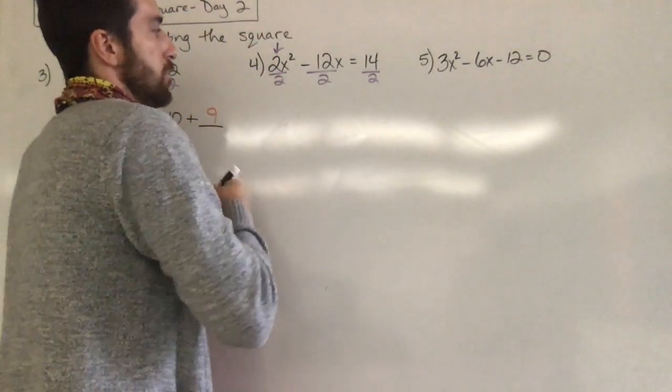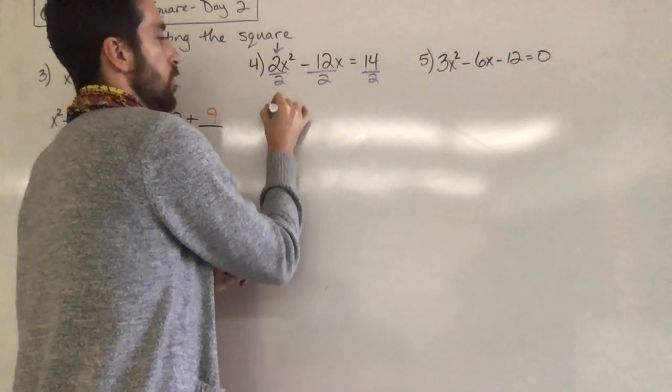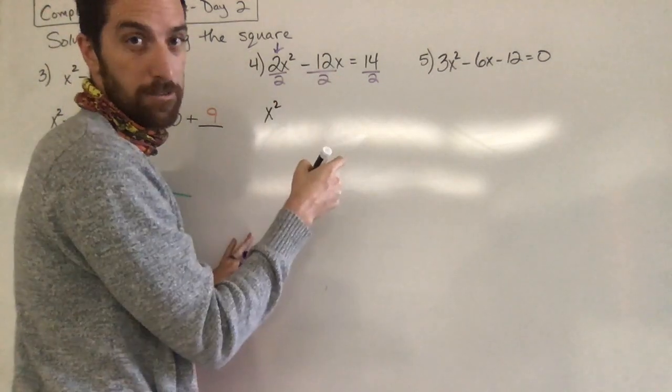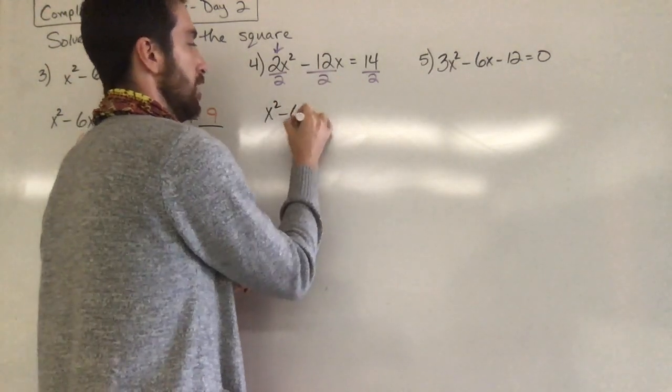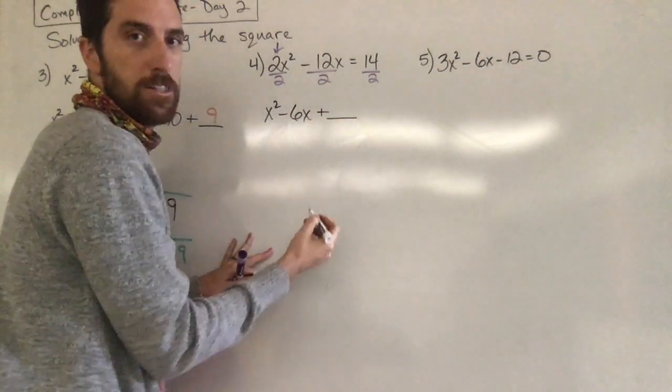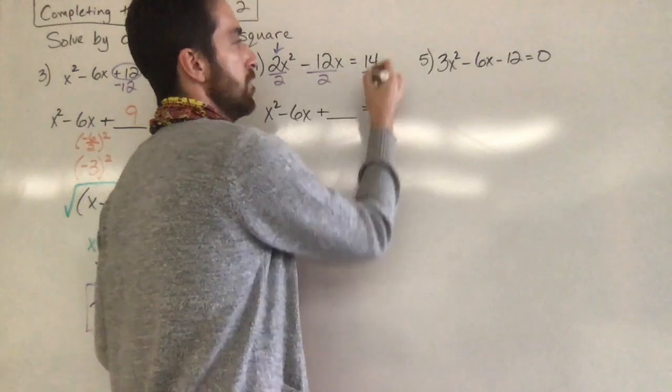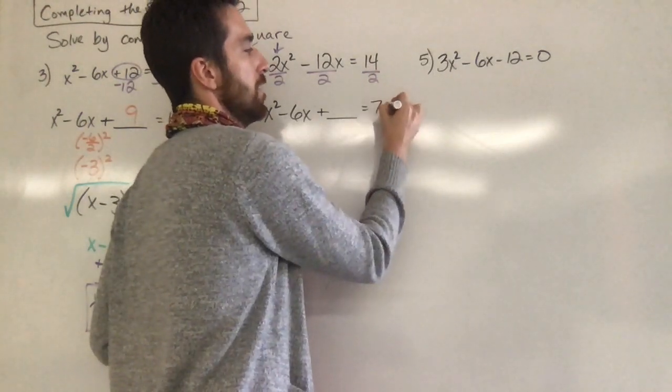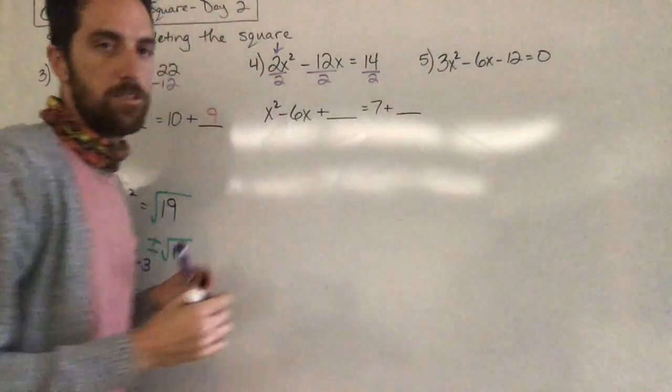2x squared divided by 2 is just x squared, which is what we want. Negative 12x divided by 2 is negative 6x. We're going to leave some space, right, because we're going to complete that square. Over here, 14 divided by 2 is 7 plus whatever we used to complete the square.